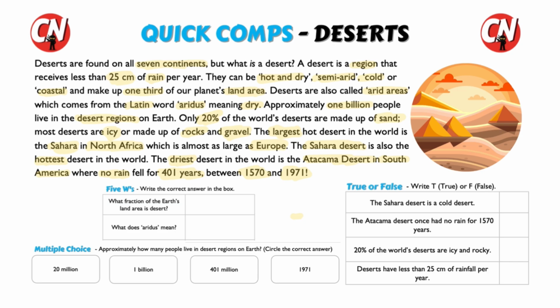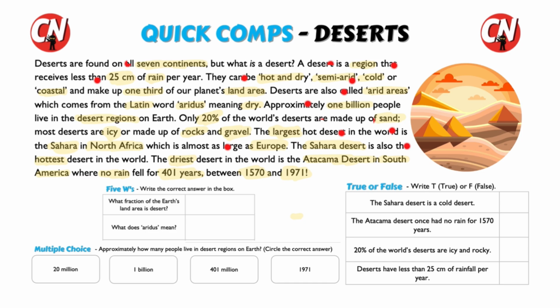Now, have a look at that text. How good does that look in the sense that there's so much information that's probably not relevant. When I say not relevant, it's not going to be an answer. Deserts are also called, approximately, the world's deserts made up of, hot desert in the world, which is almost as large as, is also, none of those are going to be an answer.